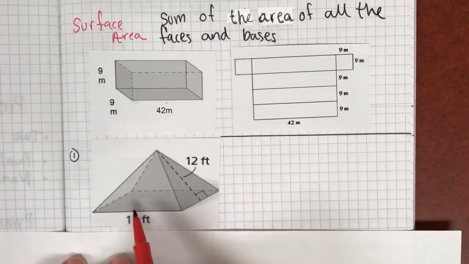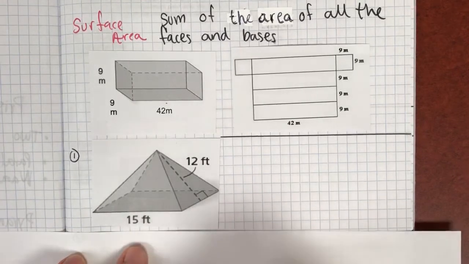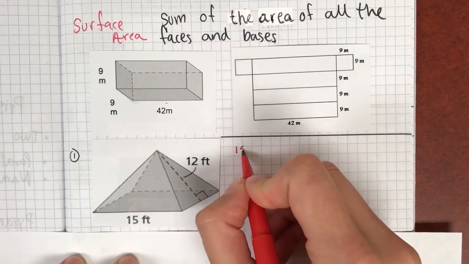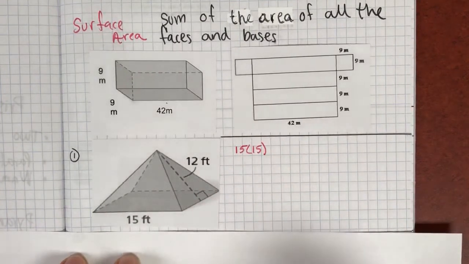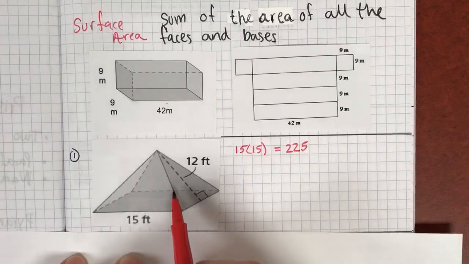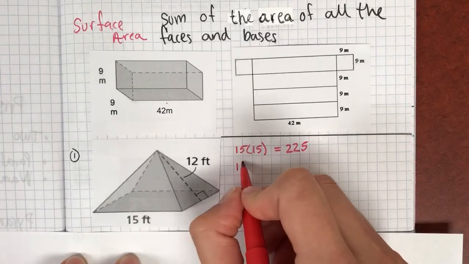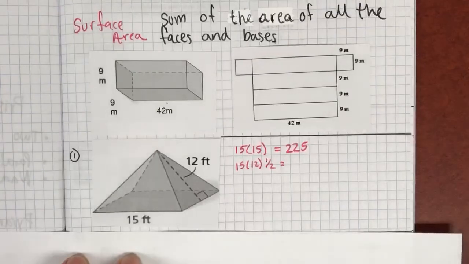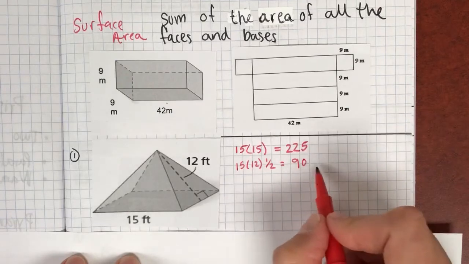With this, first we have a rectangular pyramid because we have a rectangle base. So first let's find the area of the base. We've got 15 times 15 because it is square, and that's 225. Now we have to find all of these triangles, all these sides. I know my height is 12, the base is 15. And 15 times 12 times 1/2, that's 90, but we're going to take that times 4.